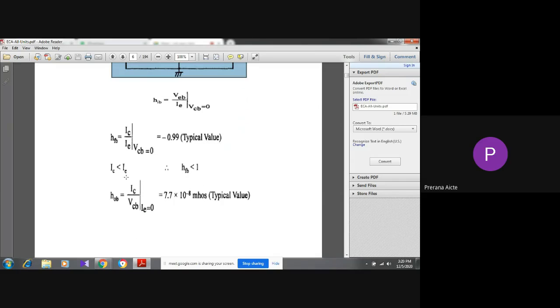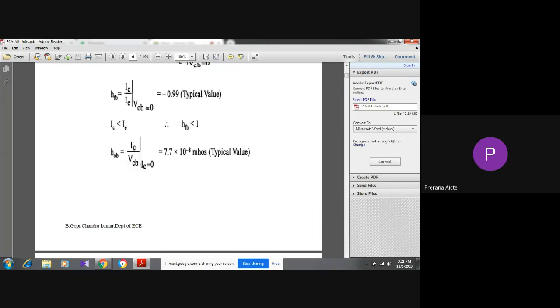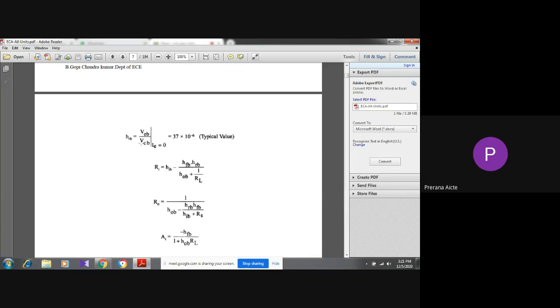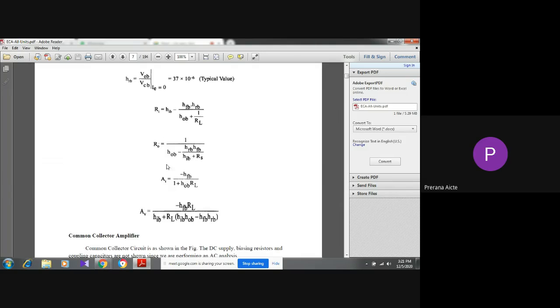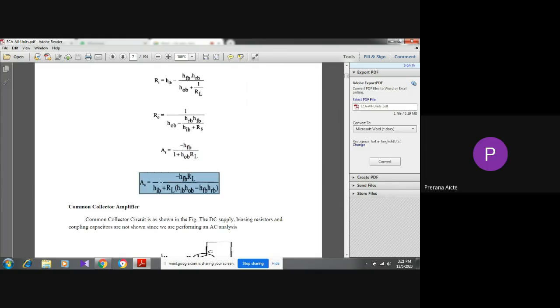If you substitute the basic values, you will get the answer like this. HFB typical value is minus 0.99. Next, HOB is 7.72 into 10 power minus 8 ohm inverse, or we can write mhos. Next, HRB means reverse voltage gain, 37 into 10 power minus 6. These are the current gain formula, minus HFB by 1 plus HOB into RL, and the voltage gain is equal to minus HFB RL by HIB plus RL into this one. You already know all these formulas.